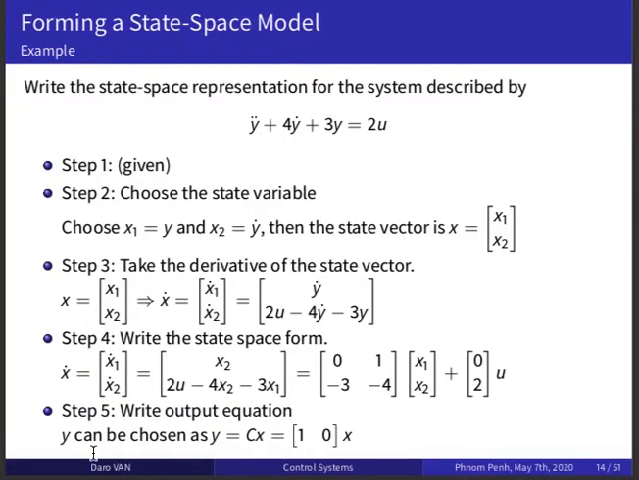So y can be chosen as y equals Cx, so 1, 0, and then x1, x2. In this case, we are only interested in the displacement. If you are interested in the velocity as well, you can put 1 and 1 here. Basically it means that for the physical system, you can measure the position and the velocity.